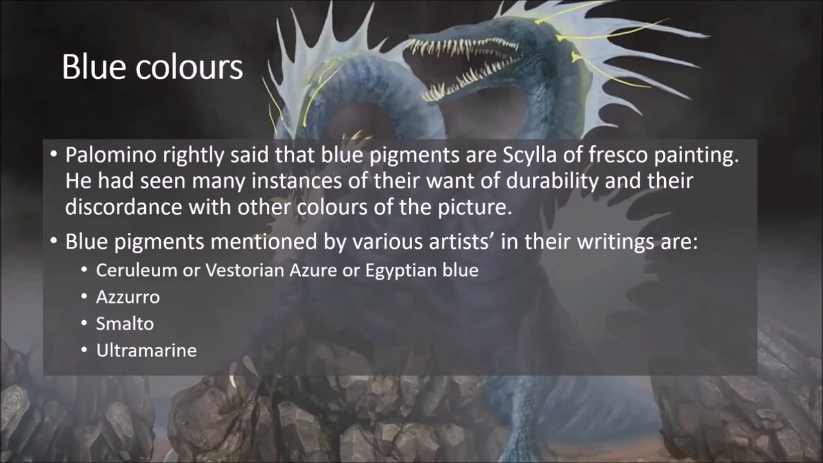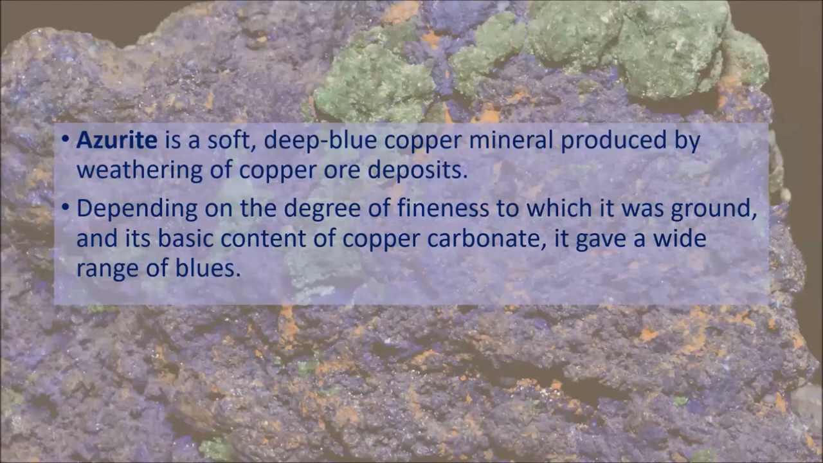Azurite, smalt, and ultramarine. These are the most commonly used or mentioned pigments in frescoes and tempera paintings. Azurite is a soft, deep blue copper mineral produced by weathering of copper ore deposits. Depending on the degree of fineness to which it was ground and its basic content of copper carbonate, it gave a wide range of blues. So this is a mineral, a copper compound.